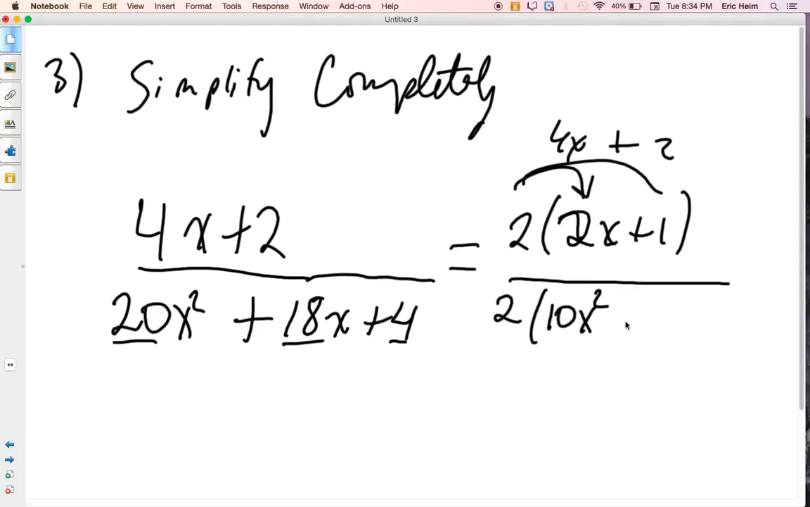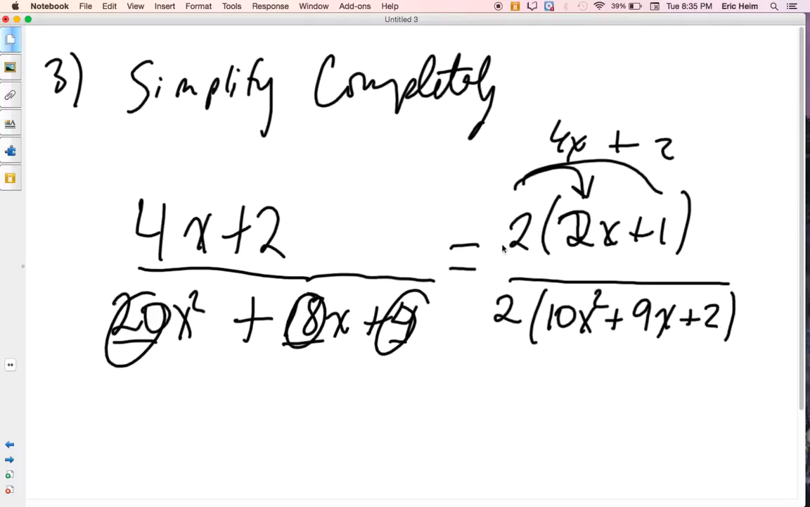2 times 9 is 18. So 2 times 9x goes here. 2 times 9x is 18x squared. This was a 4. 2 times 2 is 4. Okay, so I decided we could factor 2 out of here because of that.